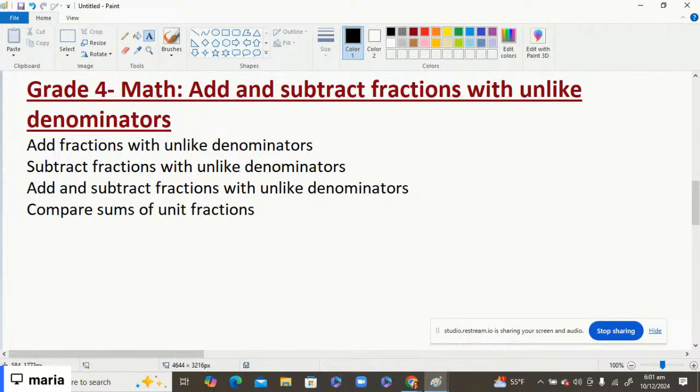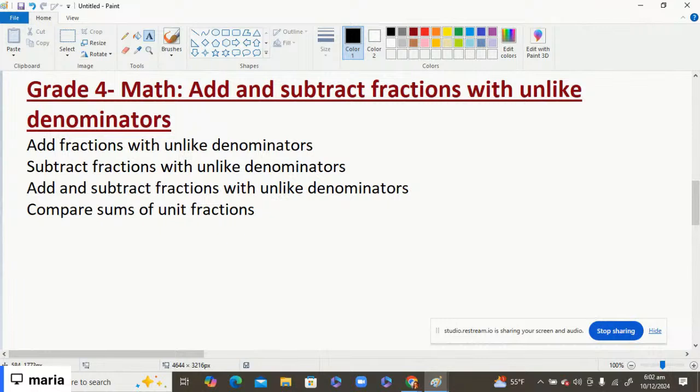So today we are here for grade 4 maths. The chapter we discuss today is add and subtract the fractions with unlike denominators, and here is the list of the lessons. The first lesson is add fractions with unlike denominators, then subtract fractions with unlike denominators, add and subtract the fractions with unlike denominators, and compare the sum of the unit fractions.